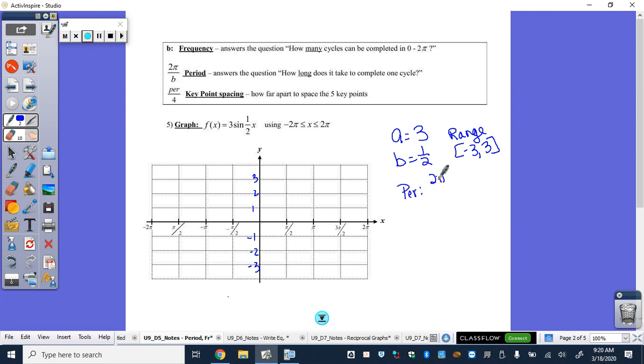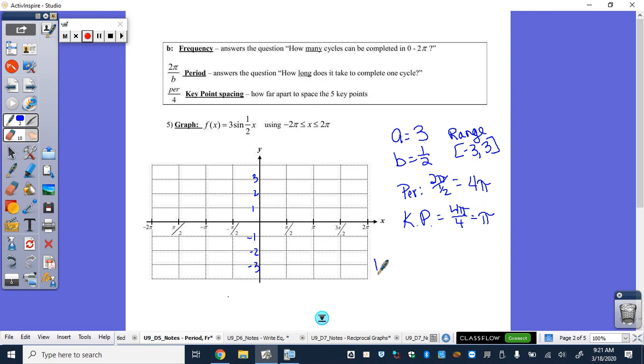Period, 2 pi over 1/2. Keep, change, flip means that our period is 4 pi. So it would take us all the way to 4 pi before we can get an entire curve in there. Key points, 4 pi over 4 gives me a pi, so that means my key points are happening every pi.